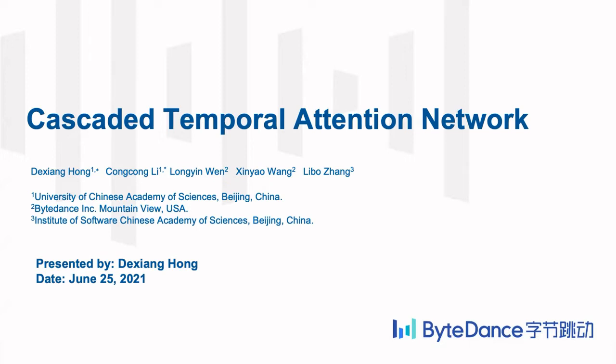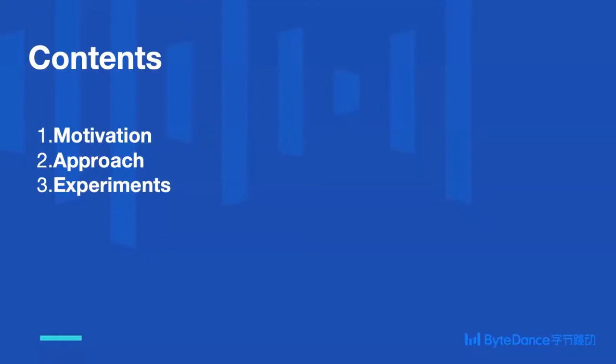Today, I will introduce our Cascaded Temporal Attention Network in generic event boundary detection challenges at CVPR 2021. Our team has 5 members: Dexiang Hong, Congcong Li, Long Yingwen, Xinyao Wang, and Li Bozhang. Congcong Li and Dexiang Hong contributed equally to this work. My report today is divided into 3 parts: motivation, approach, and experiment.